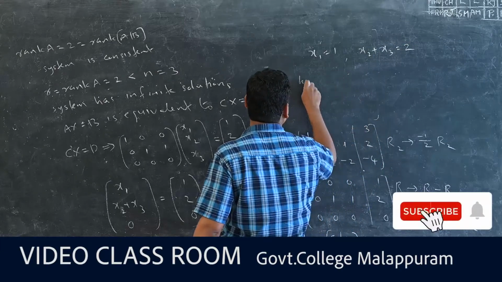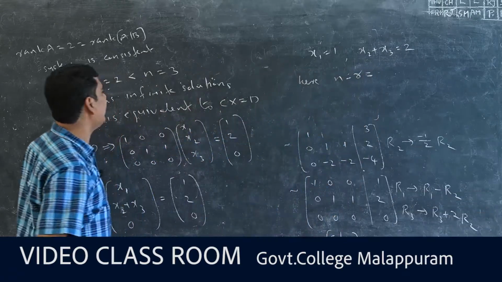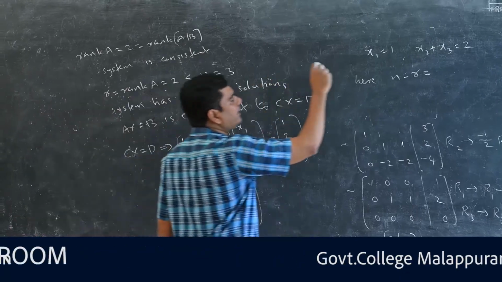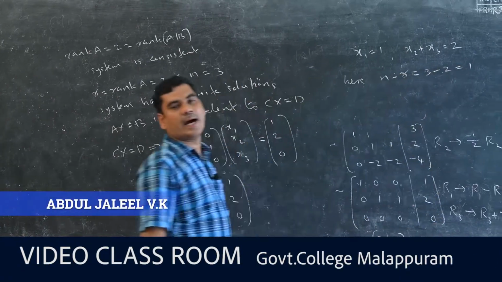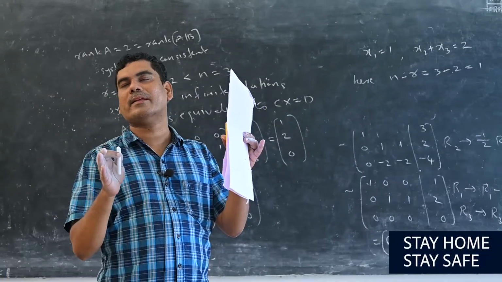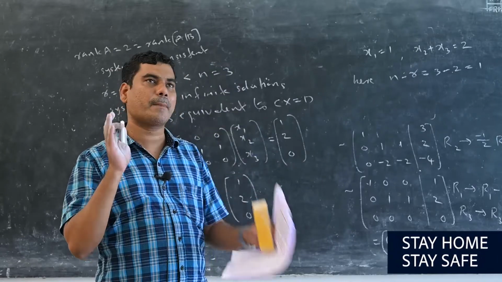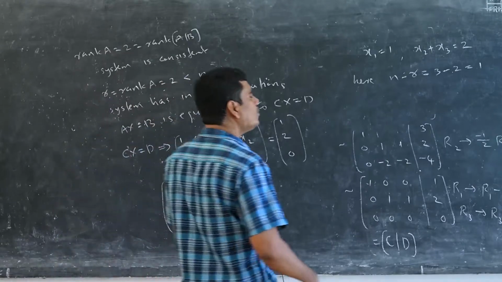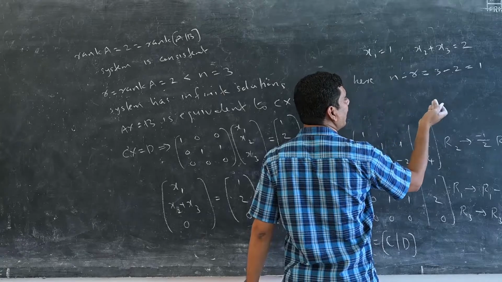Now here n minus r: n is the number of unknowns, 3, and r is the rank of A, which is 2. So 3 minus 2 is equal to 1. If r is less than n, we can choose n minus r parameters arbitrarily. So here n minus r is equal to 1, so we can choose one parameter or one unknown arbitrarily.